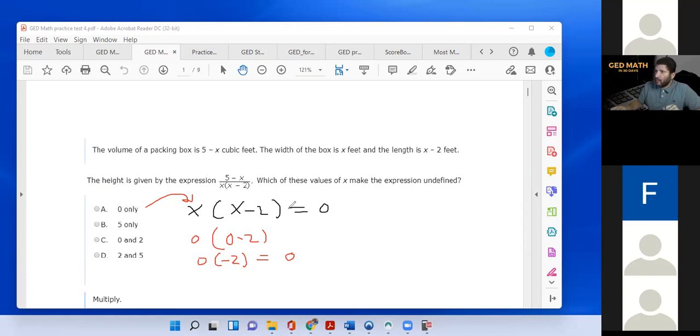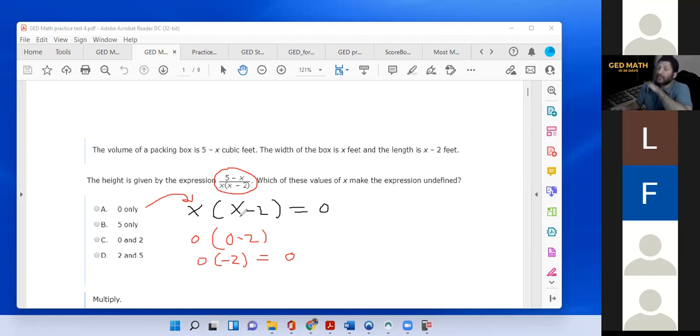Now, why did I only write x times x minus 2 equals 0? Why didn't I write this whole expression here? Can anybody tell me that? Why did I not write the entire expression? Because only the bottom has to be equal to 0. Yes, only the denominator has to be equal to 0.